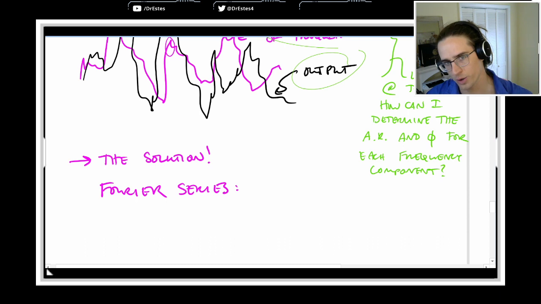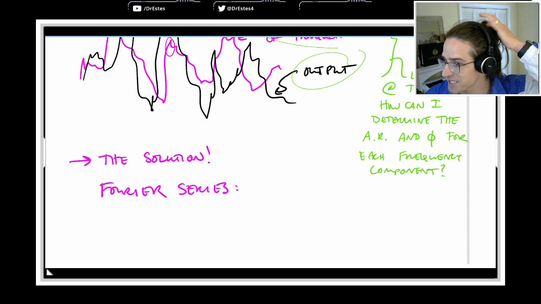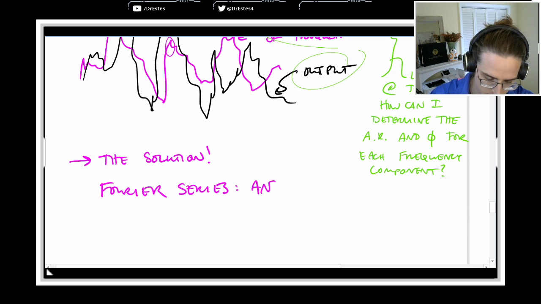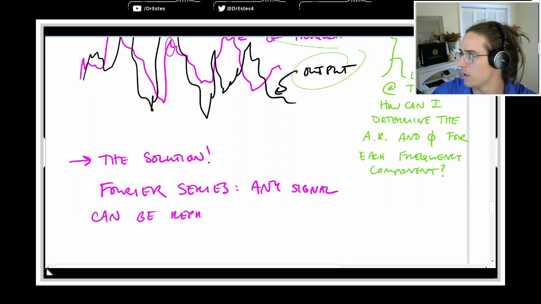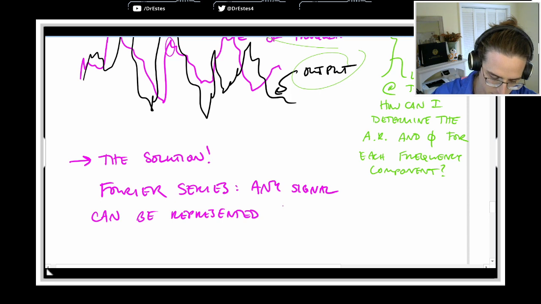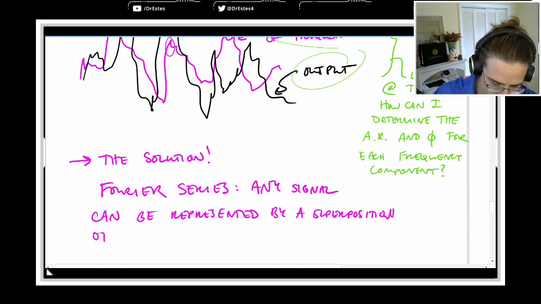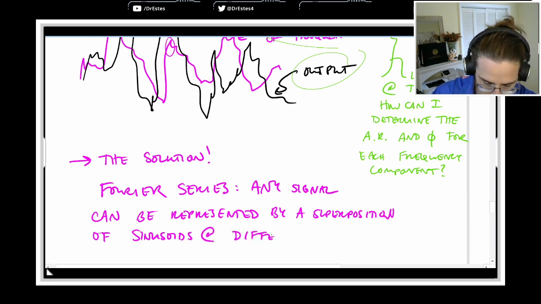What our good friend Fourier said, and this goes back to superposition, it's kind of just saying the principle of superposition in a different way. It says any signal can be represented by a superposition of sinusoids at different frequencies.